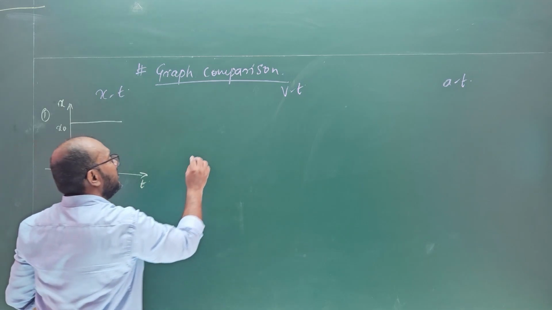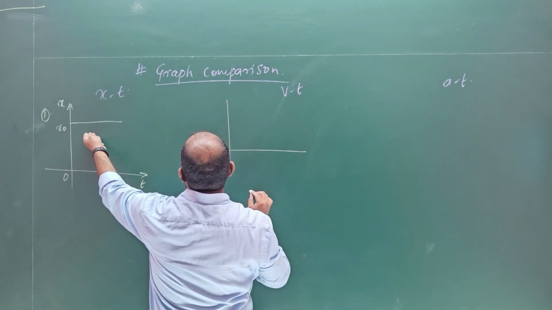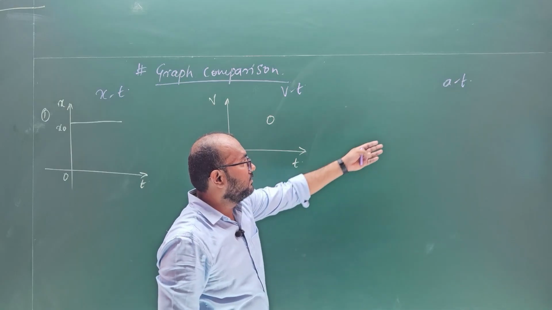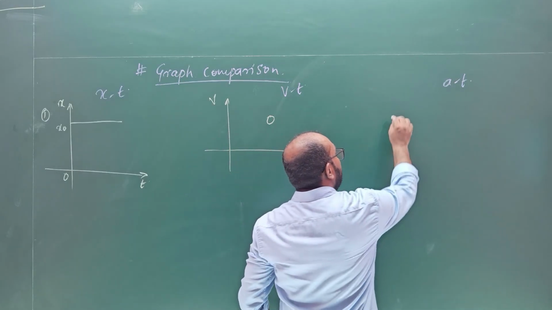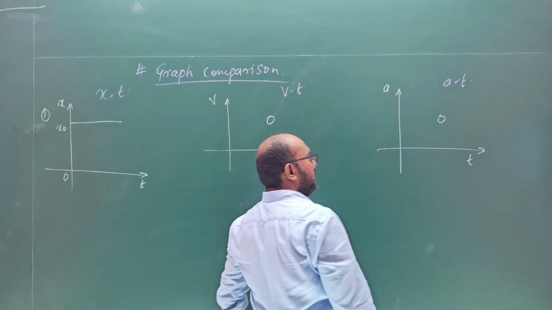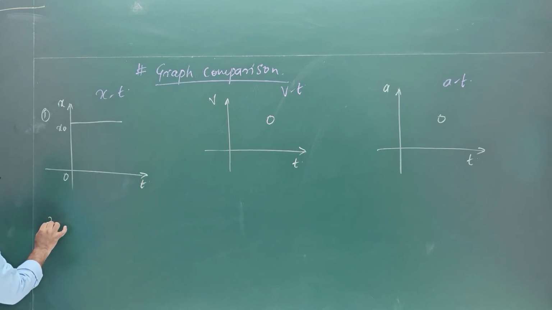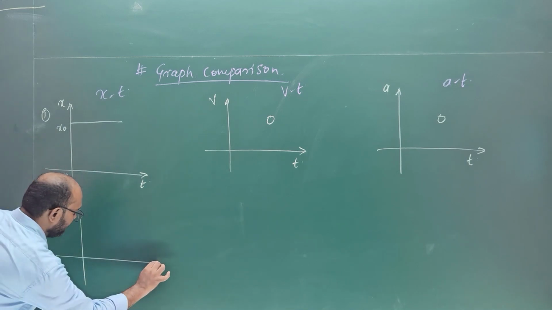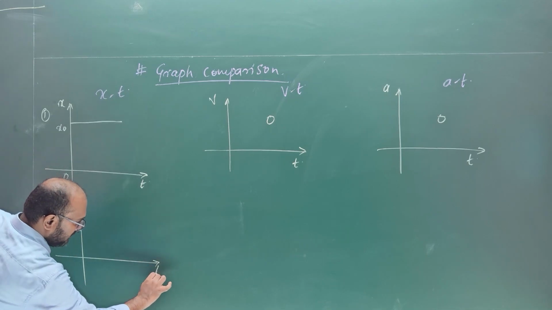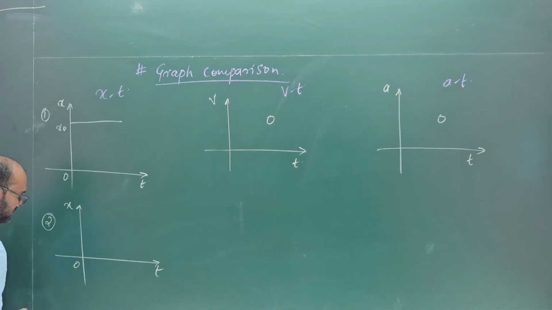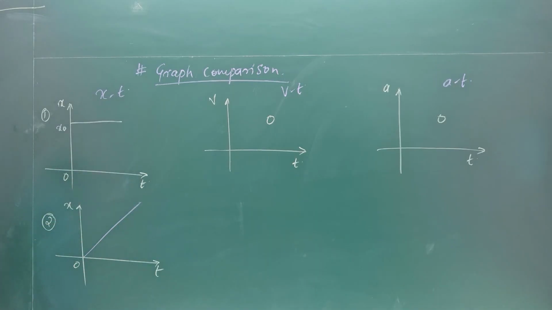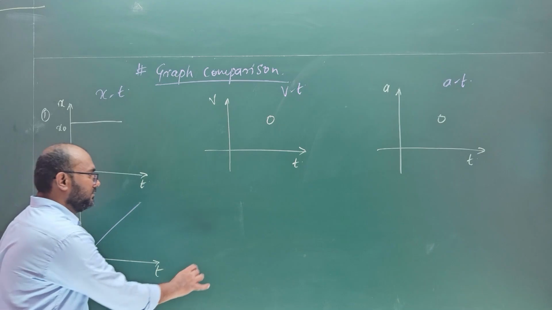0? Yes, very good. So if a body is at rest, vt is also 0. So acceleration is also 0. Okay. Now the second is, this is your time, this is your displacement, 0. If I draw like this, vt, a straight line, yes.